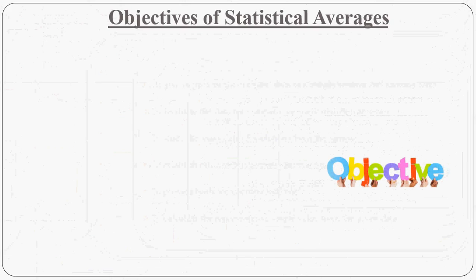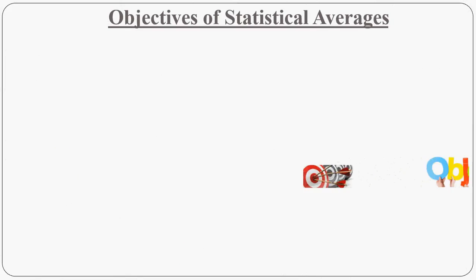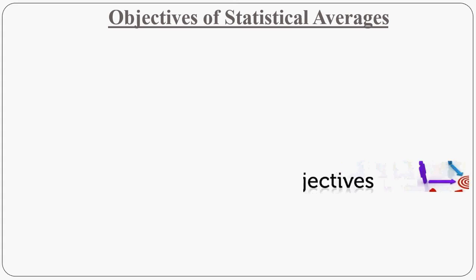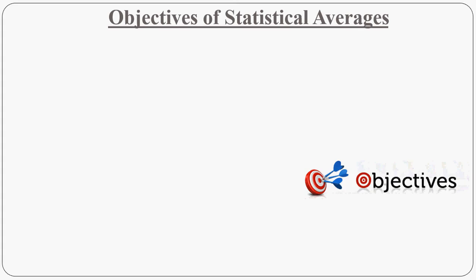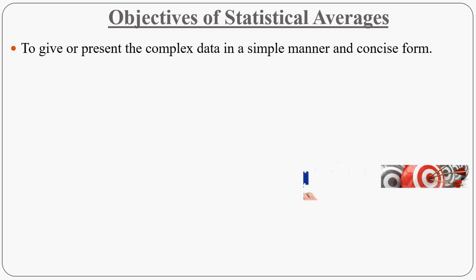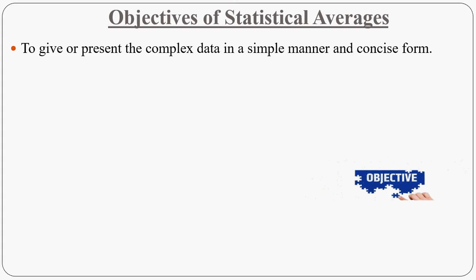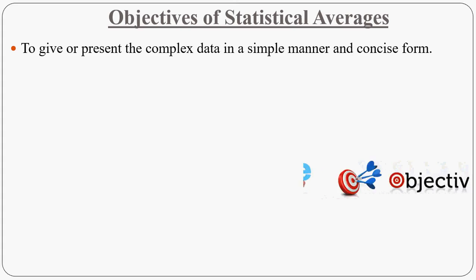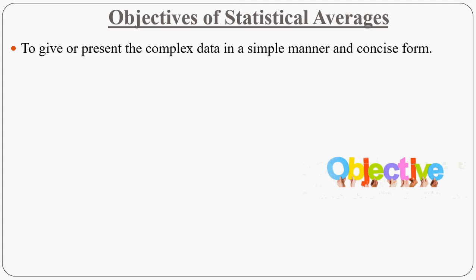Now, let me explain the objectives of statistical average. Everything has an objective. Now we need to understand why we calculate it and what the objectives are. The first objective of preparing a statistical average is to present complex data in a simple and concise form. A complex data set reduced to a simple average will make anyone understand very clearly. So this is the first objective.